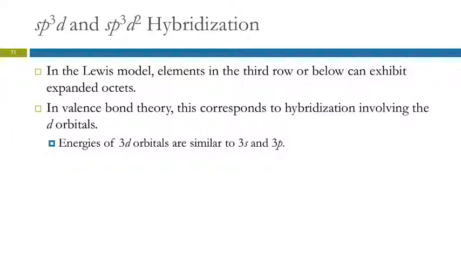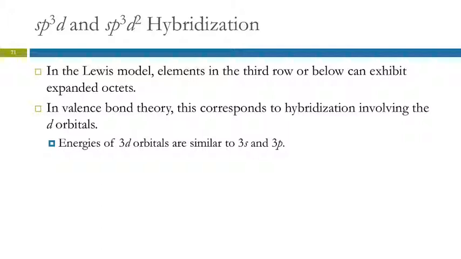So we've been talking about hybridization, taking those atomic orbitals and combining them to form new hybrid orbitals. In the Lewis model, elements in the third row, third period, or larger elements can exhibit expanded octets. And so that's where we got those shapes like the trigonal bipyramidal. So in valence bond theory, this corresponds to including some d orbitals in the hybridization.